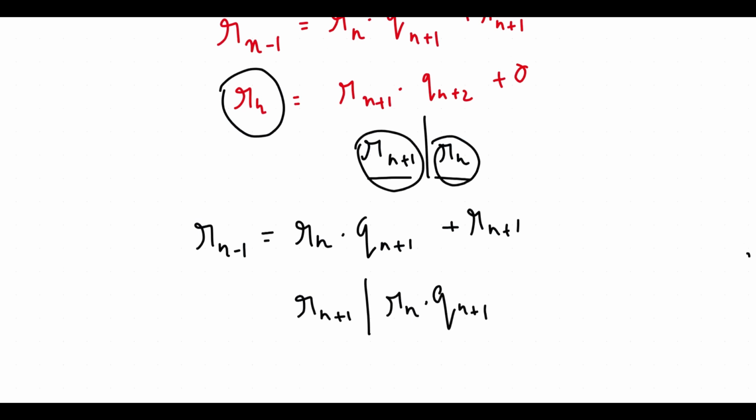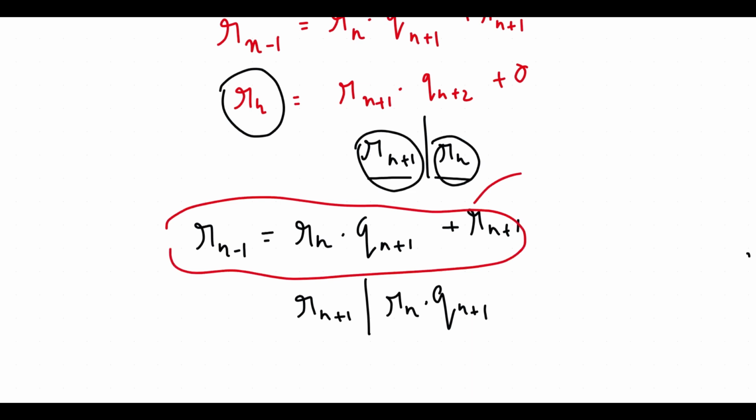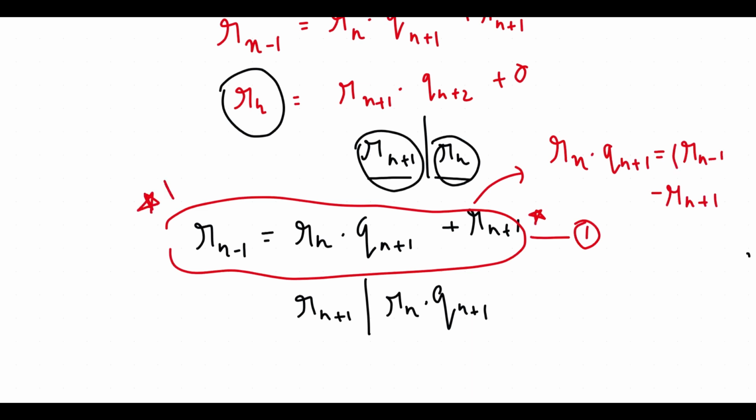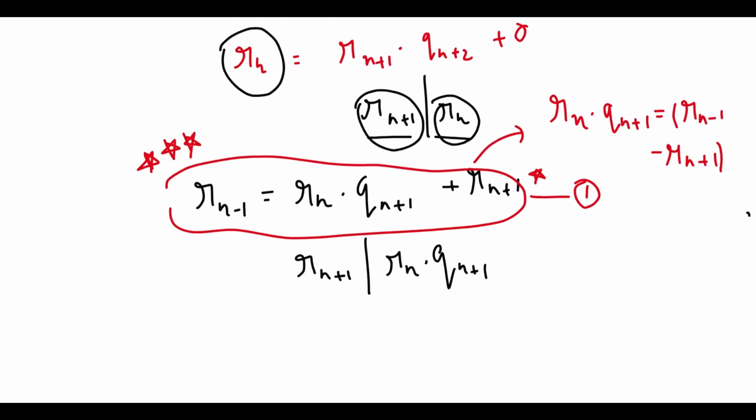Now if we see this equation, you should mark it, say equation A, equation 1 or something. Yeah, equation 1, let us suppose. You should give a fancy name like equation star or something. Okay. So from here we can say that Rn into Qn plus 1 is just Rn minus 1 minus Rn plus 1. So from here we infer that this number, if we bring it to the left hand side, it will be equal to this.